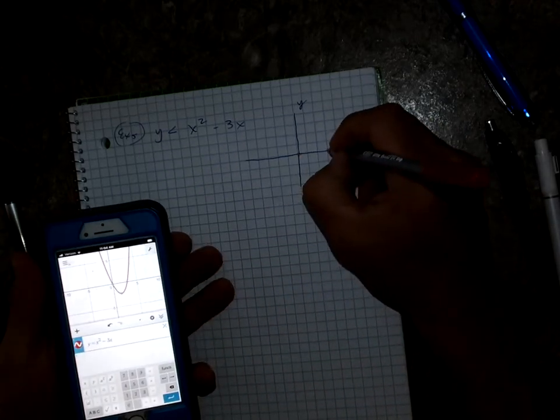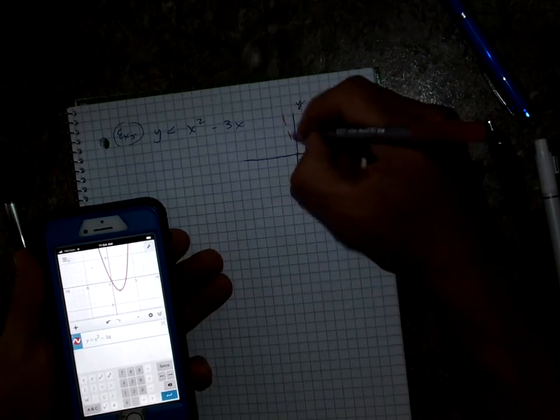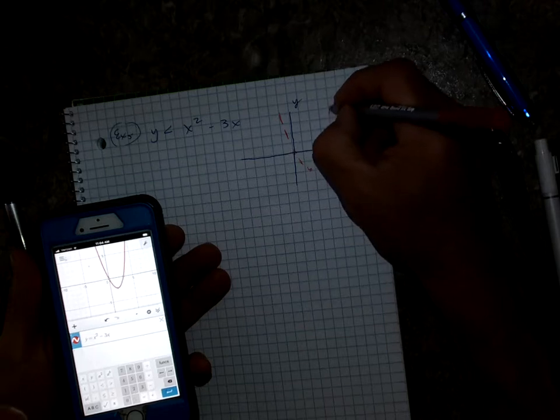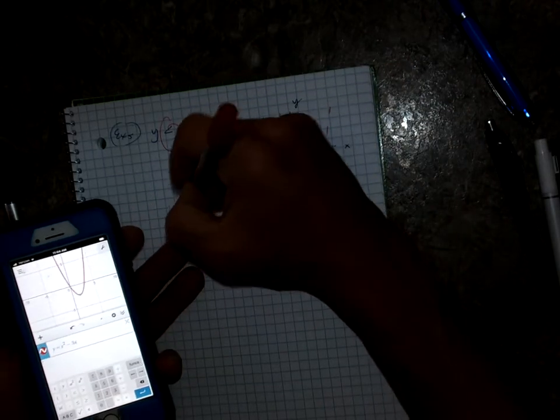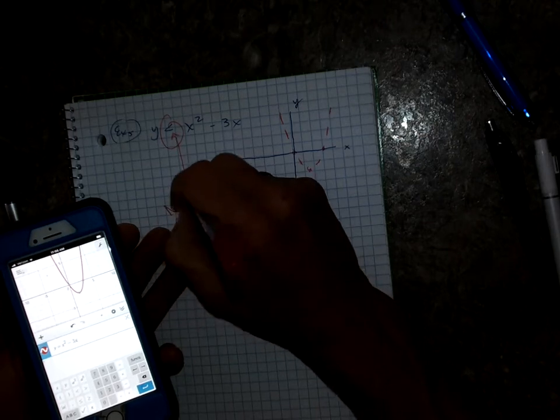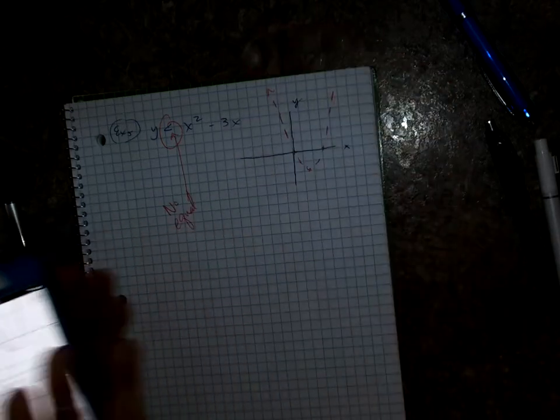Doesn't have to be perfect, but I'm going to make it dashed. See, I make it dashed. The reason it's dashed is because there's no equal sign right there. So it's a dashed parabola. So still there's a border. And now this is less than.